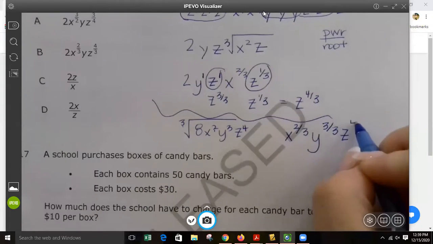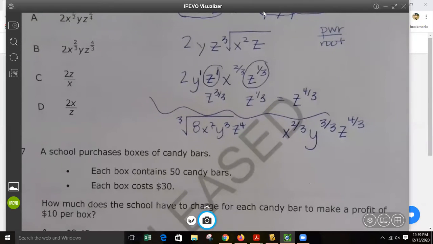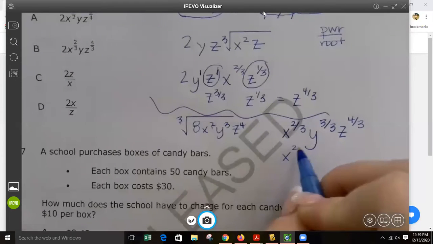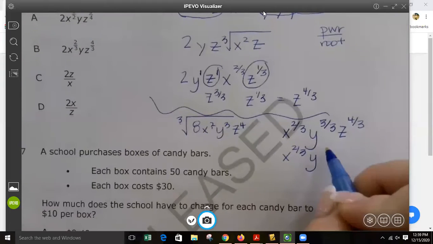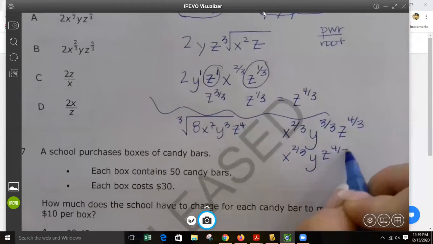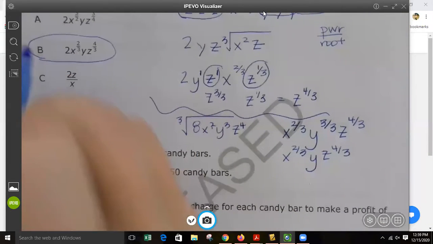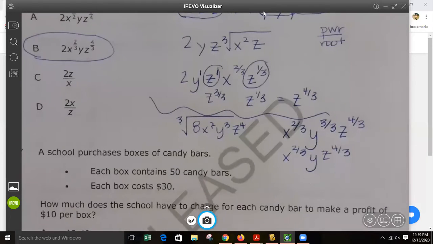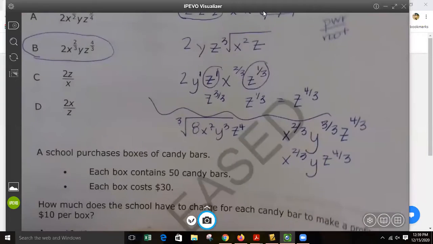Z had a 4 power divided by the root of 3. What is 3 over 3? 1. So I don't need that power at all. So that's where all the 4/3 and 2/3. So your answer should be this one. So I'm sorry I taught you a jacked up way before I taught you a for real way.